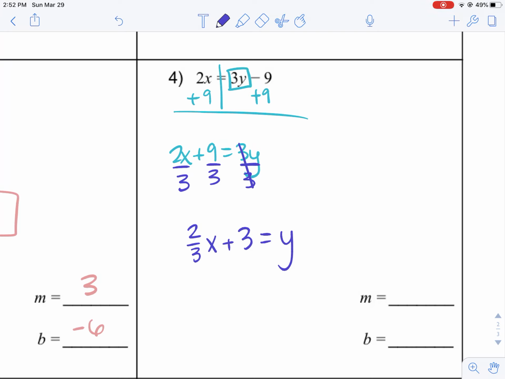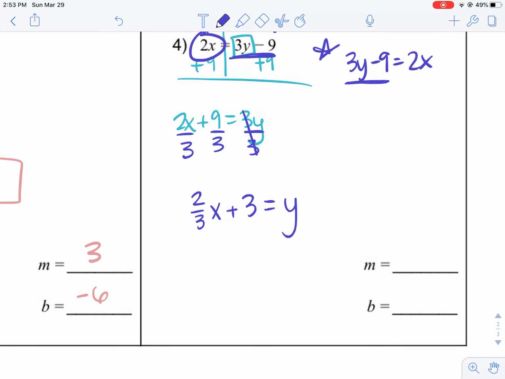And keep in mind, if you like always having the y on the left side, you can flip these around where 3y minus 9 is on the left side, and then that 2x switched to the other side. This would be the same thing, and you would get the exact same thing when you solved. M is with x, b is what follows.